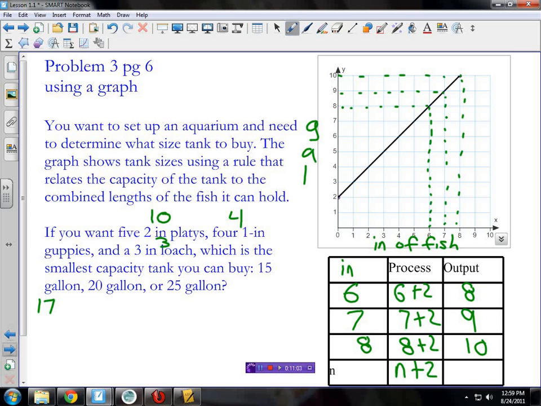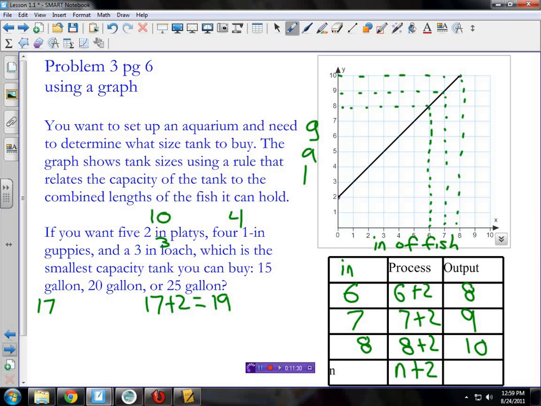So what's my input number that I'm going to use? 17, because that's what I know. So that's my number of inches of fish. So I'm going to put in 17. Instead of using n plus 2, I'm going to use 17 plus 2. And that gives me what as an answer? 19. So knowing this, what's the smallest tank size I can buy?